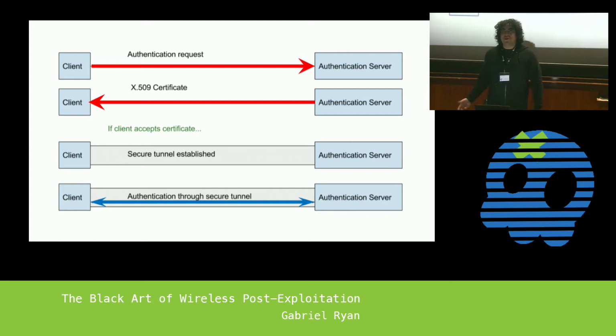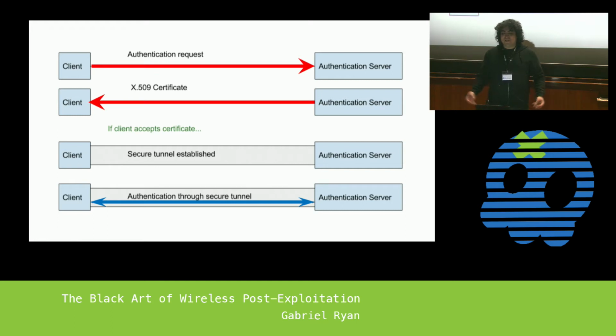The server at this point is going to respond with an X509 certificate. Now the job of this X509 certificate is to establish to the client that the authentication server is who it says it is. So it's establishing a trust relationship. At this point, the client can choose to accept or reject the certificate. If the client accepts the certificate, it means that it now trusts the authentication server, and it can proceed from the outer authentication, which we just went over, to the inner authentication, which is going to happen through a secure tunnel, an SSL-TLS tunnel.